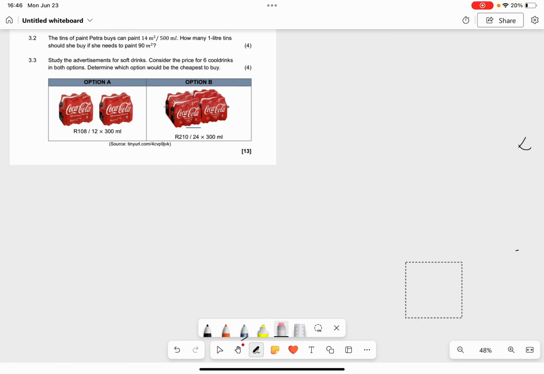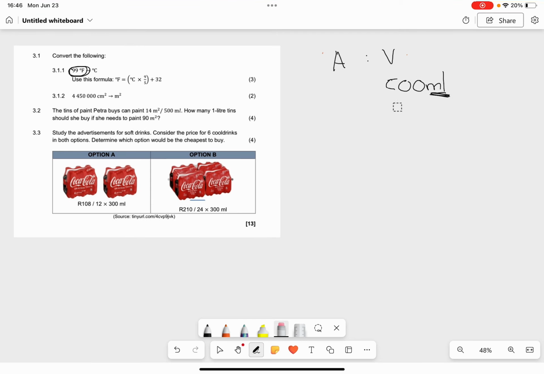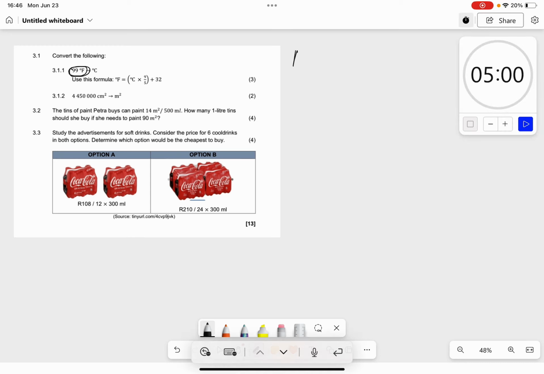Next question says this. Study the advertisement for soft drinks. Consider the price for 6 cold drinks in both options. Determine which option would be better. The first option, let's say option A.